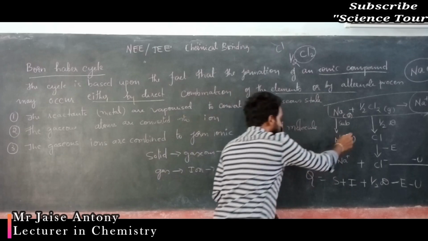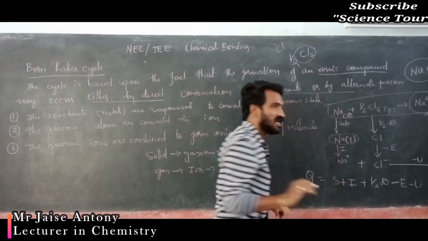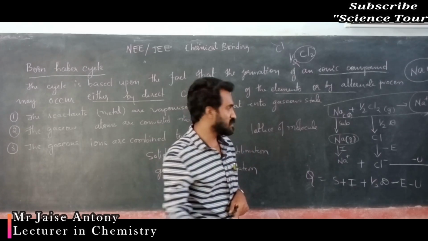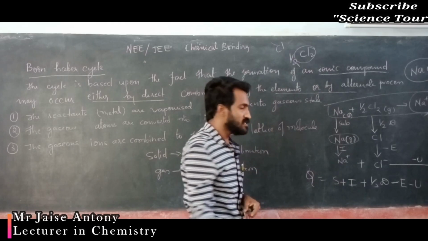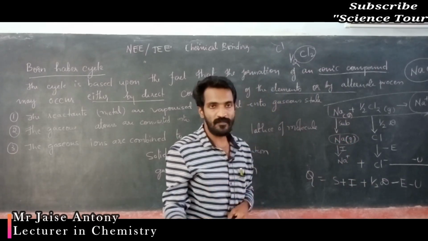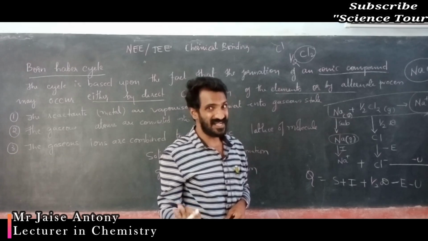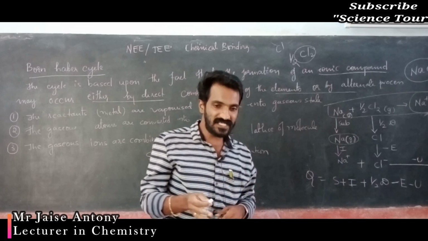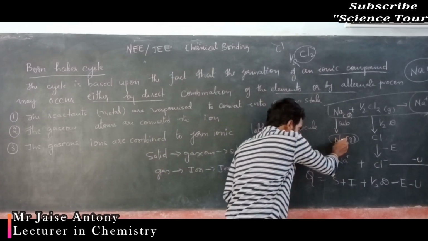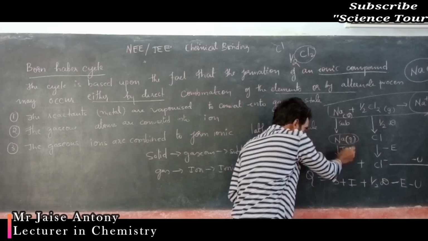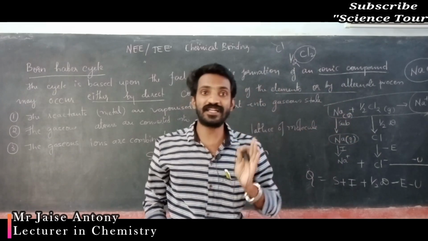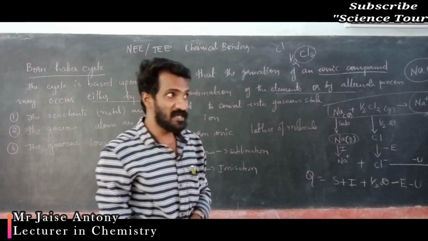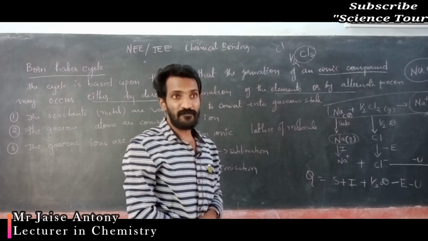So here this one is a neutral gaseous atom. Is there any charge on sodium? No charge. Is there any plus charge on sodium? No plus charge. Is there any minus charge on the sodium? No minus charge. That means this is a neutral gaseous atom. In the second step, you should convert the neutral gaseous atom into an ion. Ion means it contains charge, either plus charge or minus charge. Now sodium is a metal, so it contains plus charge in this case.